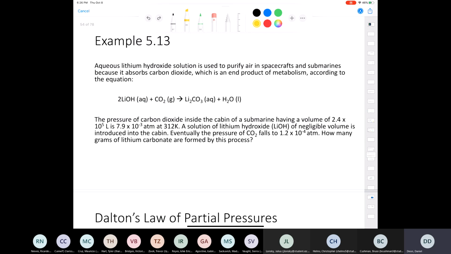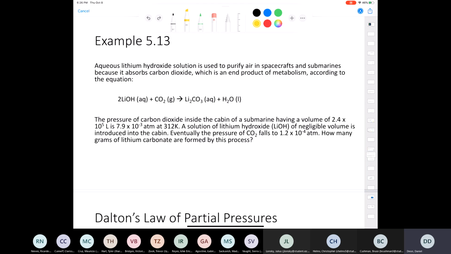The pressure of carbon dioxide inside the cabin of a submarine having a volume of 2.4 times 10 to the 5 liters is 7.9 times 10 to the minus 3 atmospheres at 312 Kelvin. A solution of lithium hydroxide of negligible volume is introduced into the cabin. Eventually, the pressure of carbon dioxide falls to 1.2 times 10 to the minus 4 atmospheres. How many grams of lithium carbonate are formed by this process?